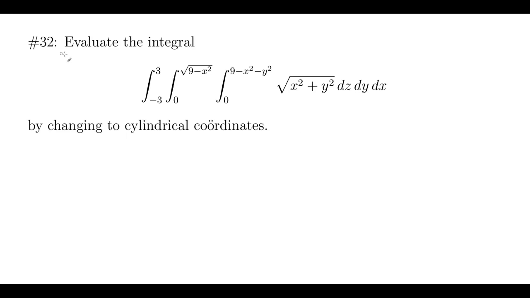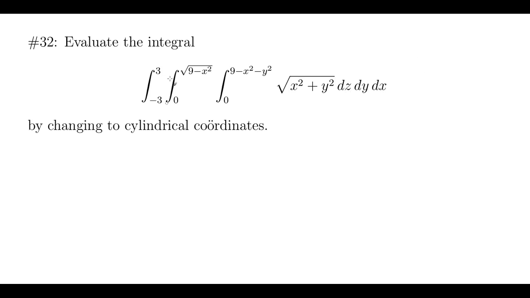Exercise number 32 asks us to evaluate this integral given here, a triple iterated integral, by changing to cylindrical coordinates. Looking at the differentials, we see that this is expressed in terms of x, y, and z. So let's begin by figuring out which region in space this integral is being integrated over, what its domain is, and then we can figure out how best to translate this into cylindrical.